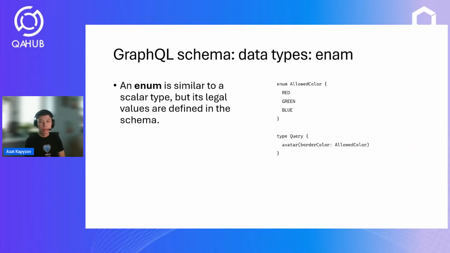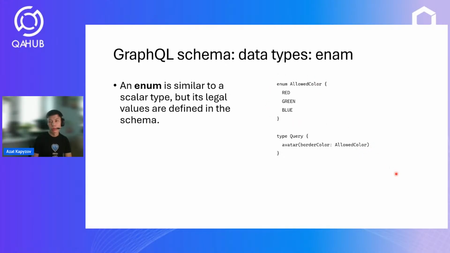Okay, the next one is enum. Enum is similar to a scalar type, but its legal values are defined in the schema. So for example, here we created enum, which is called allowed color. It has three values: red, green, and blue. And we also specify type query, which is called avatar, and we specify border color. And the data type of this border color will be allowed color, this enum.